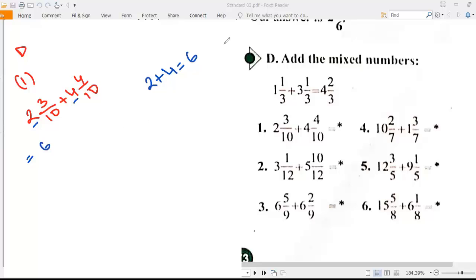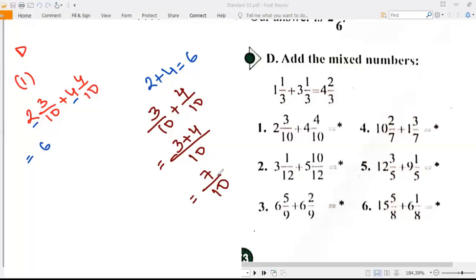Now we have to add the next thing, that is the fraction. So 3 divided by 10 plus 4 divided by 10. We are adding the fraction right now. So denominator is 10 because both have the same denominator. Then just add the numerator, 3 plus 4, that will be 7. 7 divided by 10. Actually, after getting the answer of whole number and fraction, just add them. Then you will get the final solution.